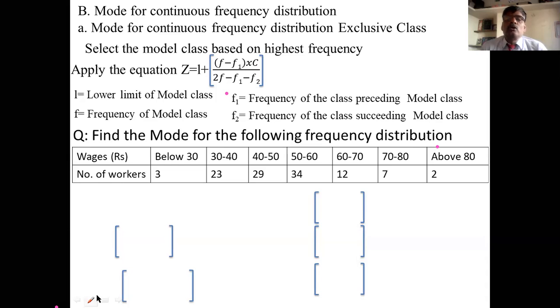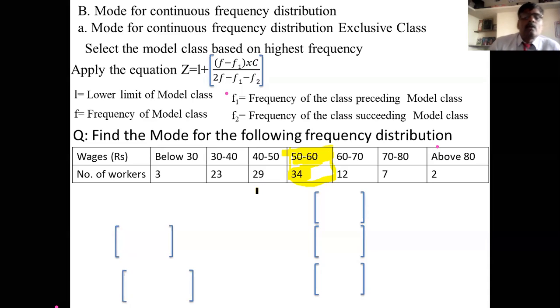Then first step, you have to find the highest frequency. Which is the highest frequency? In the given frequencies, the highest frequency is 34. This is the highest frequency, and this class is called the modal class. First you select it. The class related to the highest frequency is called the modal class.